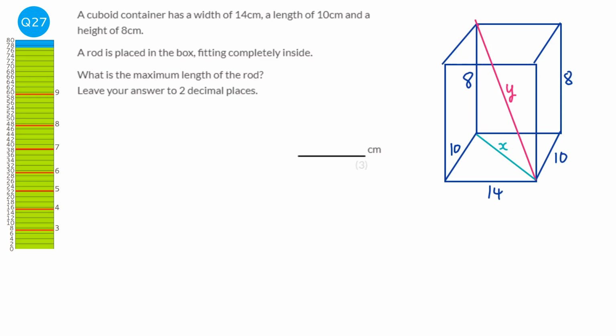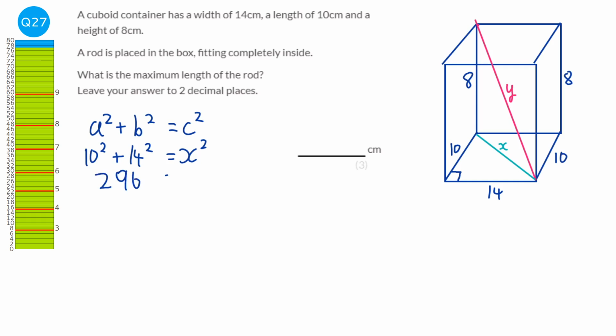So we've got a right angle triangle, because this is right angled here, and we're looking for the value of x. So we know that we're going to be using Pythagoras, because we've got 2 lengths and we're looking for a third length. So it's a squared plus b squared equals c squared. So it would be 10 squared plus 14 squared equals c squared. And it's actually not c, we've called it x, so let's stay consistent: equals x squared. So 100 plus 196 is 296 equals x squared.